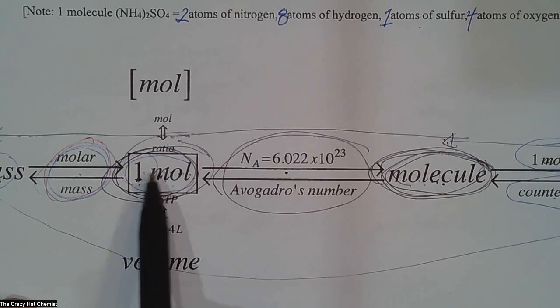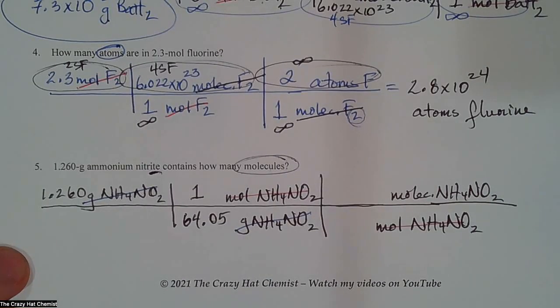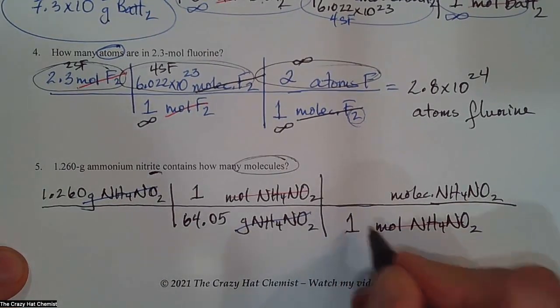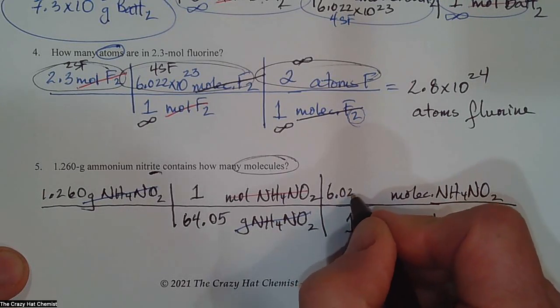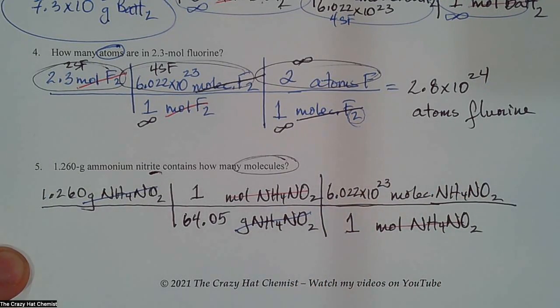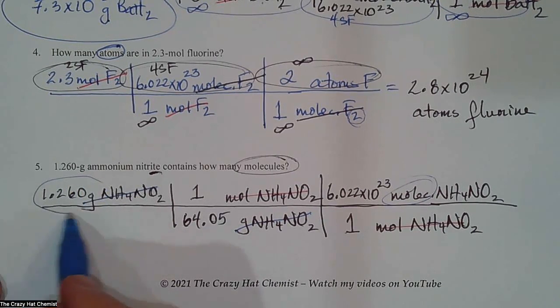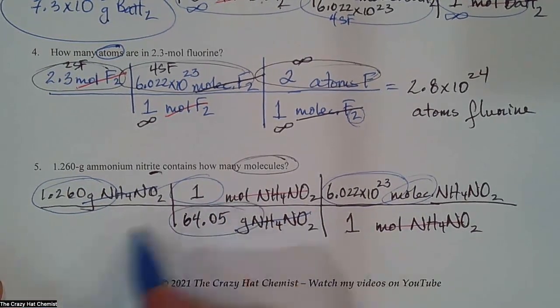And now I need to figure out the numbers. The number in front of the mole is a 1. The number in front of molecules is Avogadro's number. So number in front of the mole is a 1, and number in front of the molecules is Avogadro's number, 6.022 times 10 to the 23rd. And then I'm going to be left with molecules. So in order to plug this into your calculator, you're going to take this number times 1 times Avogadro's number divided by 64.05 divided by 1.